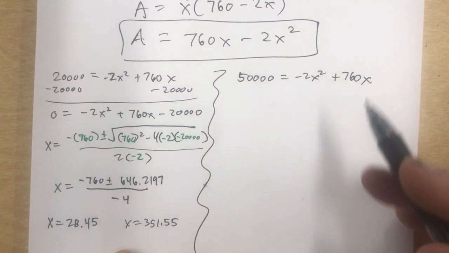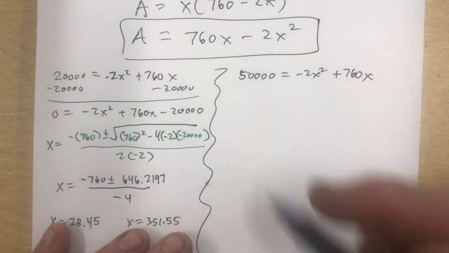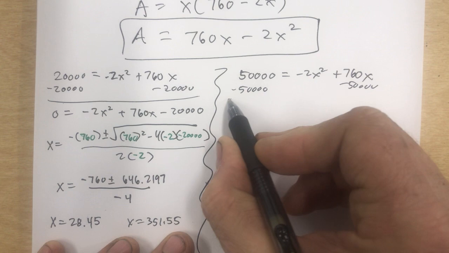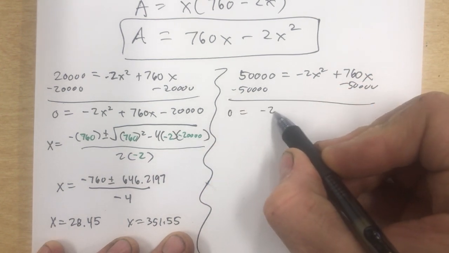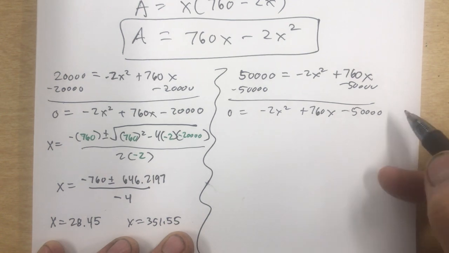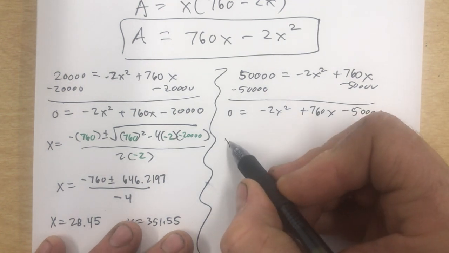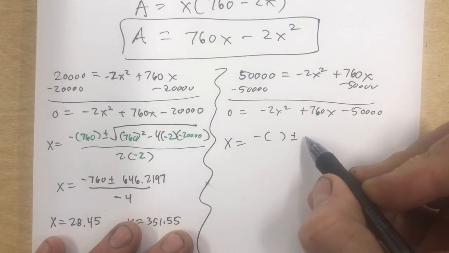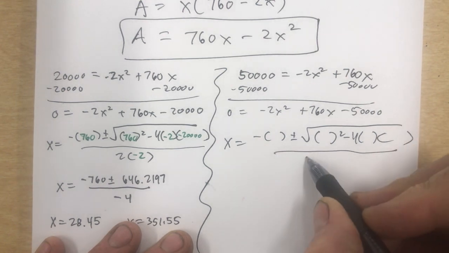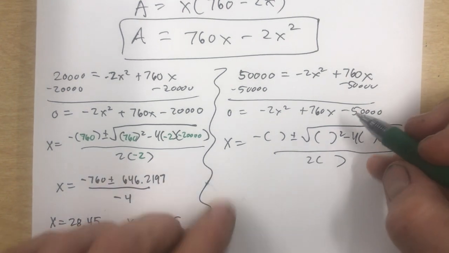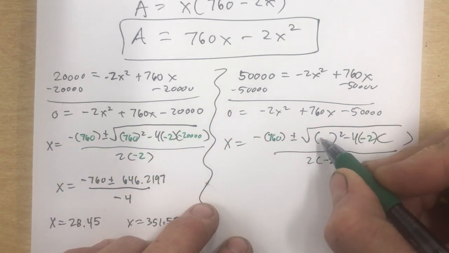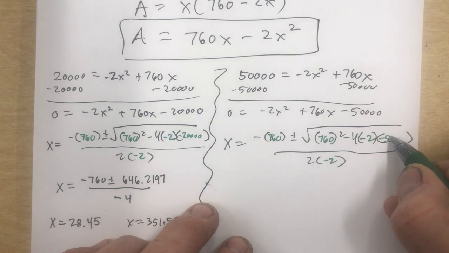All right, so there's this one I went through. I'll have this one on the screen as I do it. So I'm going to minus 50,000, and same thing as 0: negative 2x squared plus 760x minus 50,000. I'm going to do the quadratic formula. X equals negative b plus or minus the square root of b squared minus 4ac, all over 2a. My a is negative 2. That goes here and here. B is 760, 760 here, 760 there, and I got negative 50,000 over here.